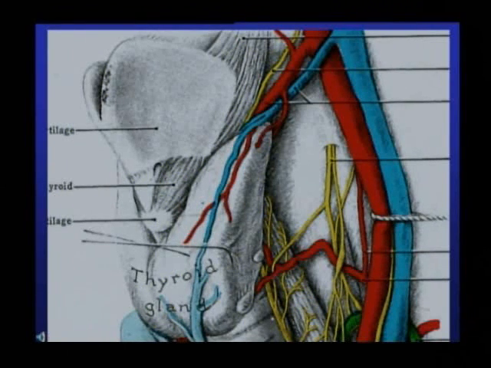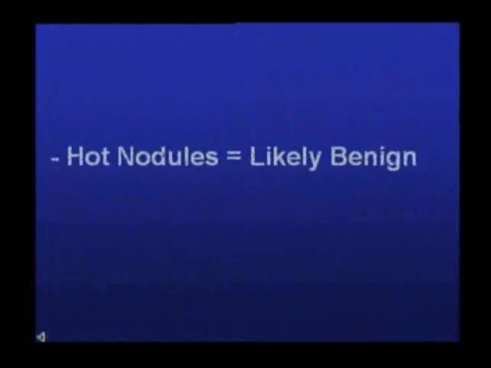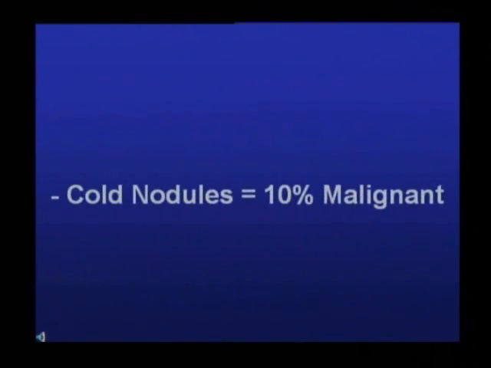Several statistics and procedures may be considered to address this dilemma. With respect to statistics, solitary nodules, nodules occurring in younger patients, and nodules occurring in males are more likely to be neoplastic. Nodules which absorb more iodine relative to normal thyroid tissue, i.e., hot nodules, are more likely to be benign. 1 in 10 nodules which absorb less iodine relative to normal thyroid tissue, i.e., cold nodules, are known to be malignant.